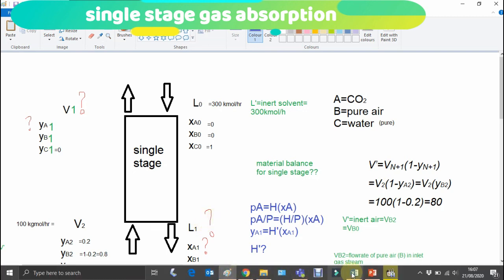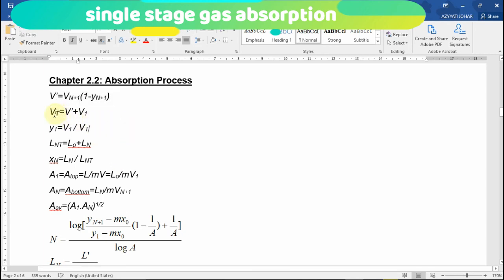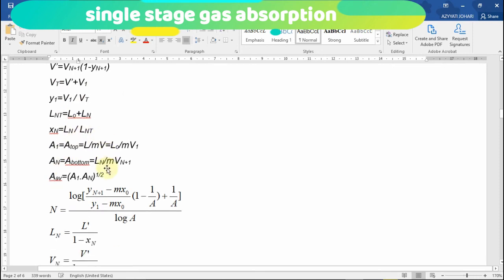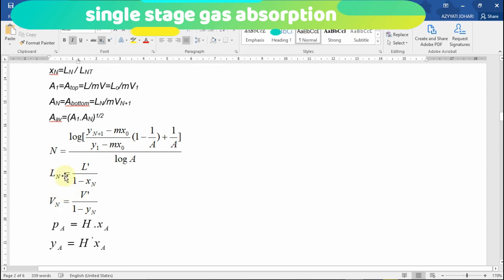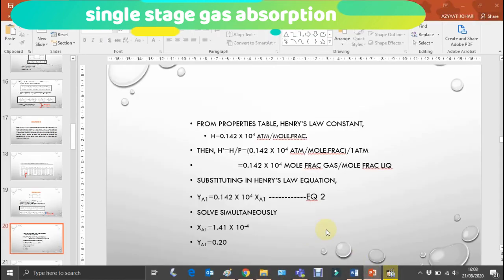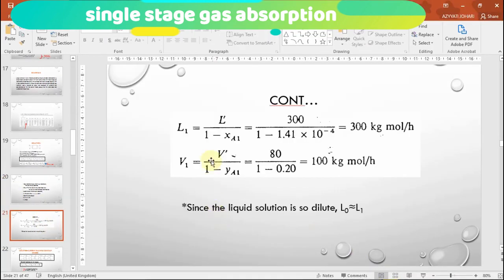According to the appendix, if you want to get the value for L1, by using these two equations, n is replaced with 1, so L1 is equal to L prime over 1 minus xA1. If you want to calculate V1, this will be V prime over 1 minus yA1, which has been simplified in this slide. These two equations we get from the appendix.